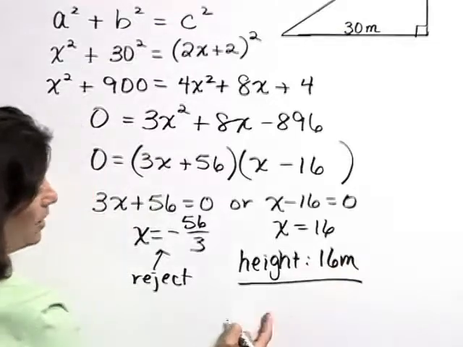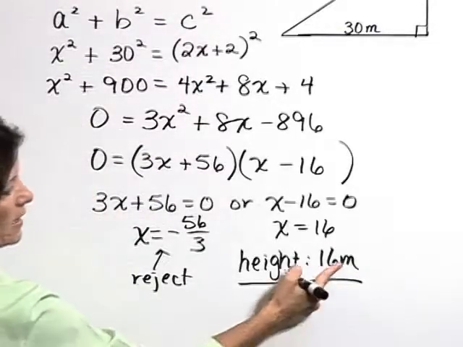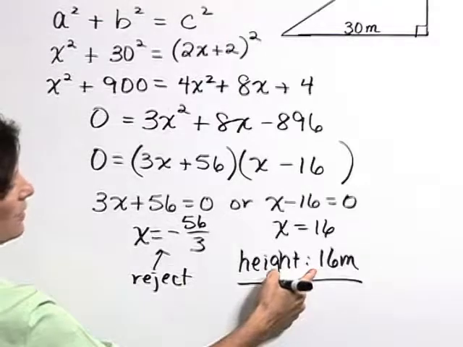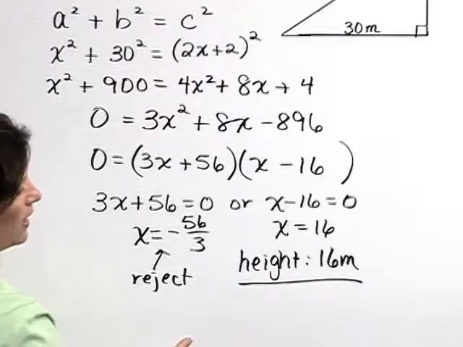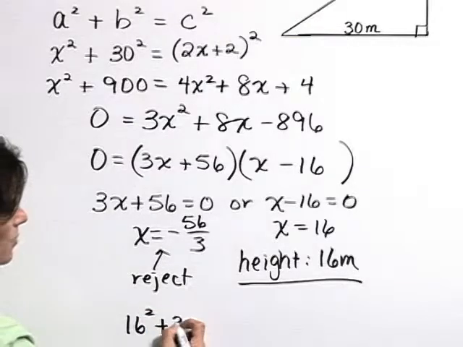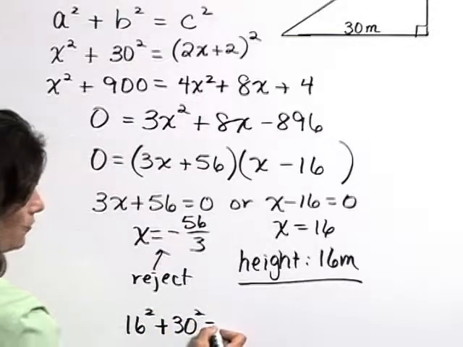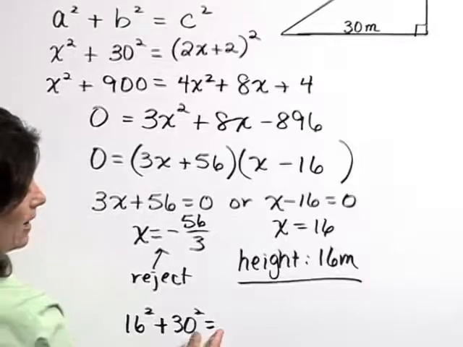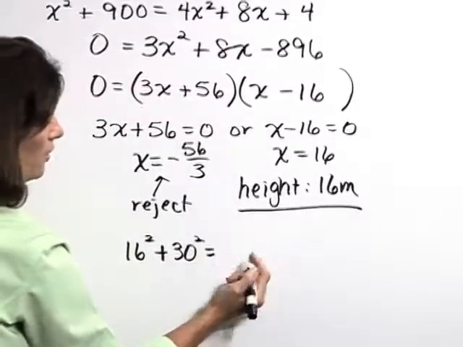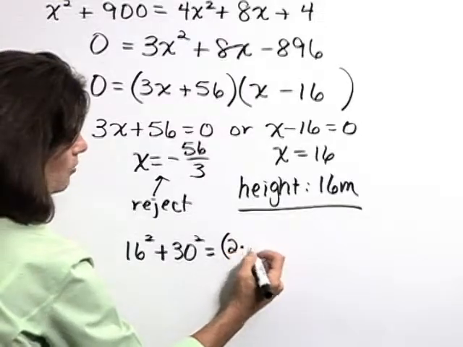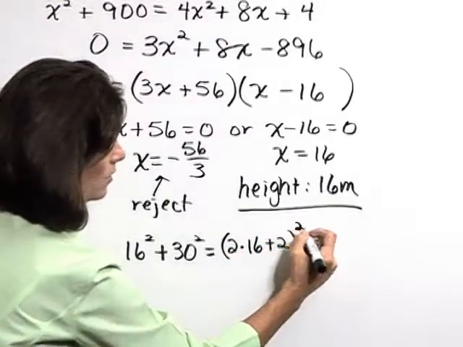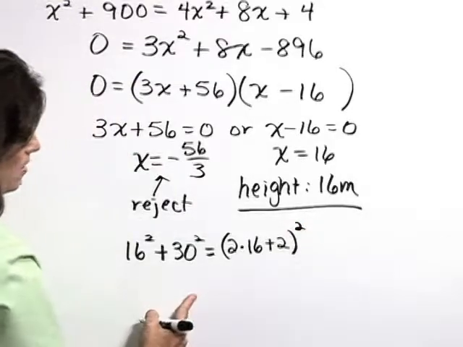As a last step, let's check that. Okay, is this going to satisfy the Pythagorean theorem? If the height is 16, that other leg of our triangle is 30, is 16 squared plus 30 squared equal to that distance from our point to the top of the tower, which we called 2x plus 2? I'm going to write that as 2 times 16 plus 2, squared. Is this a true statement?